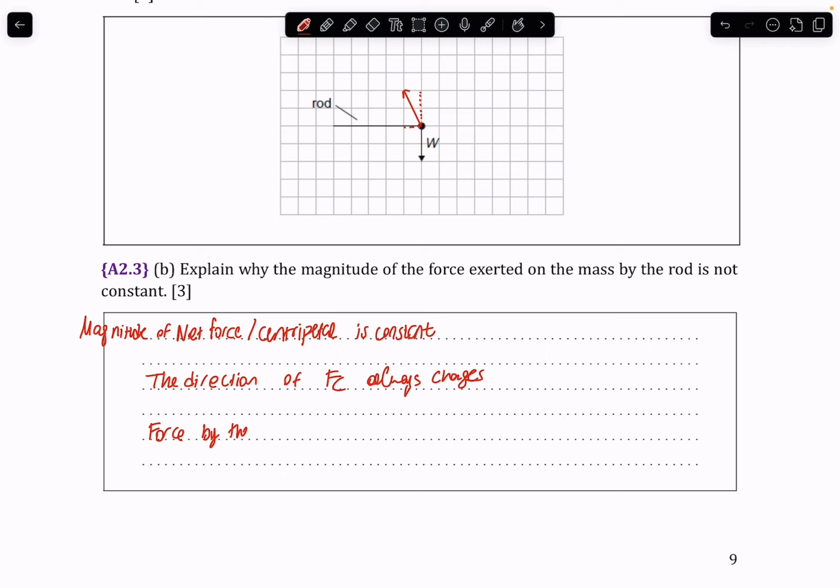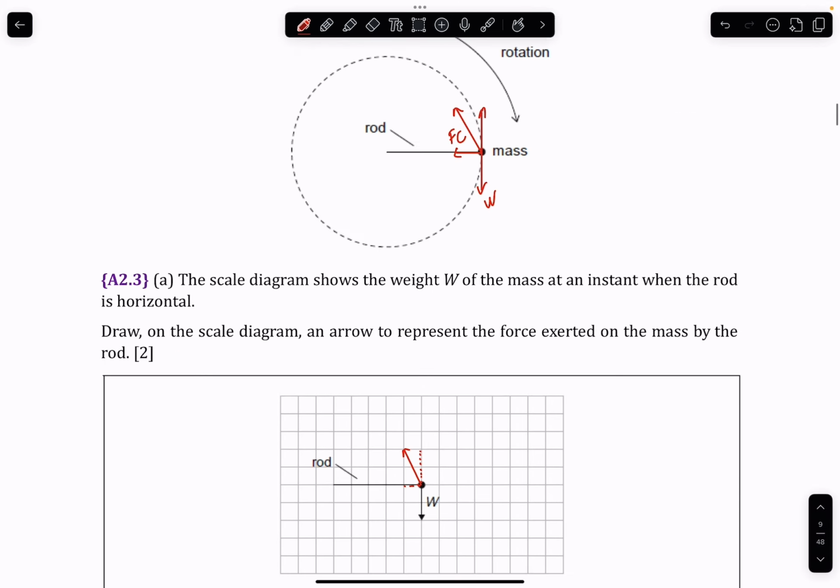And as I've said here, let's write it here too. Force by the rod is a vector difference of centripetal force and weight. So this is why the force exerted on the mass by the rod is not constant.